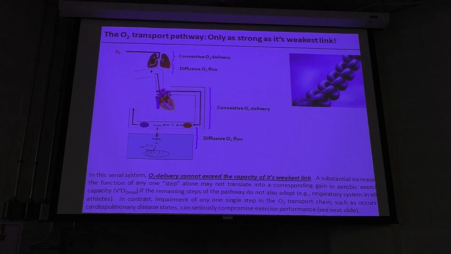So, increasing one step alone may not be enough to get a very substantial increase in overall peak VO2 or cardiorespiratory fitness. It might have to be a coordinated improvement in multiple aspects of the chain. And I'll show you a slide next about that. So, again, if the remaining steps of the pathway don't adapt, this is a unique example like the respiratory system in elite athletes. As I mentioned, the respiratory system is incredibly overbuilt for exercise in all of us. Our muscle metabolic system is relatively underbuilt relative to our lungs.